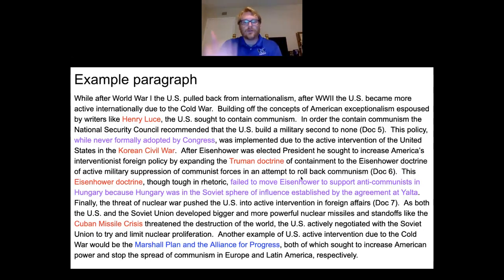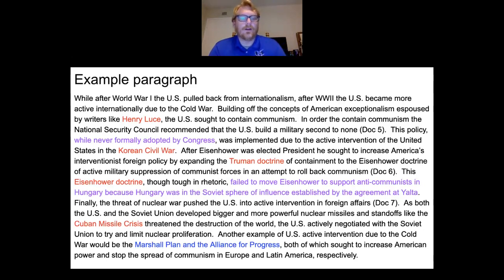I've given you those facts that are giving you the context and the situation. Then I get into a little bit of the analysis and the argument here. This Eisenhower Doctrine, though tough in rhetoric, failed to move Eisenhower to support anti-communists in Hungary because Hungary was in the Soviet sphere of influence established by the agreement at Yalta. And here we have, again, some complexity.